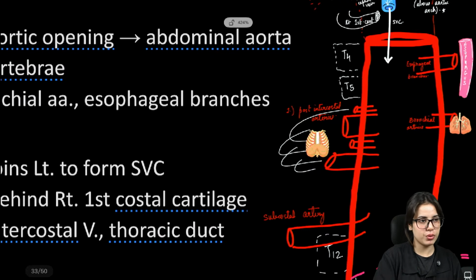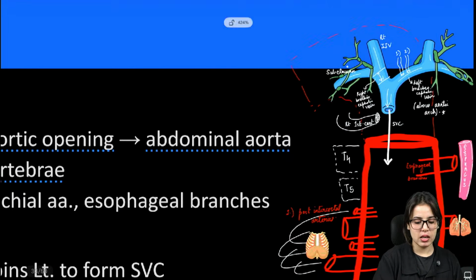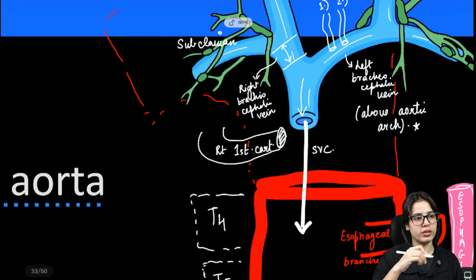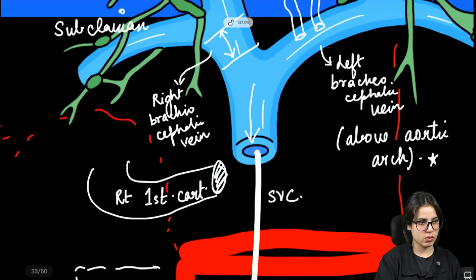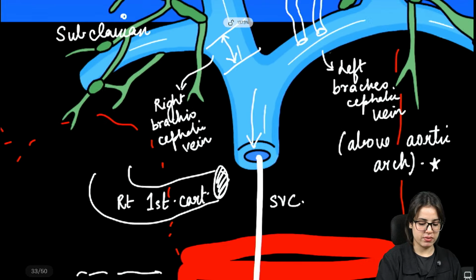Now what are the tributaries? Actually, the tributaries are what comes or drains into it. So we'll start from here. SVC. Start from the right. The SVC is situated at the right first costal cartilage.